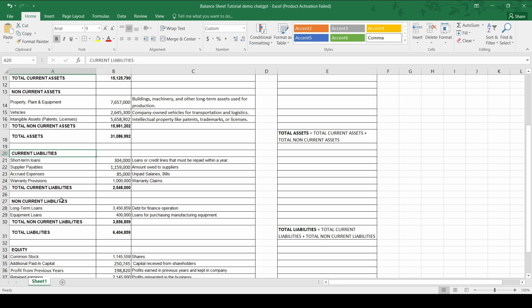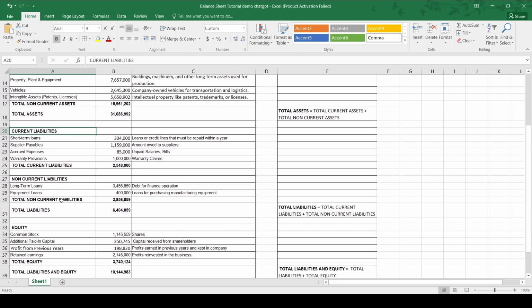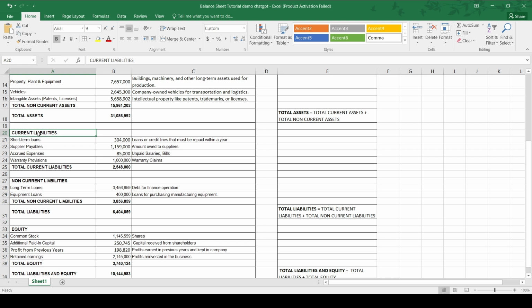Now let's talk about the current liabilities. Current liabilities are debts or obligations that the company must settle within the year. Here are some examples of current liabilities. First is short-term loans. Money borrowed by the company that must be repaid within a year comes under short-term loans.